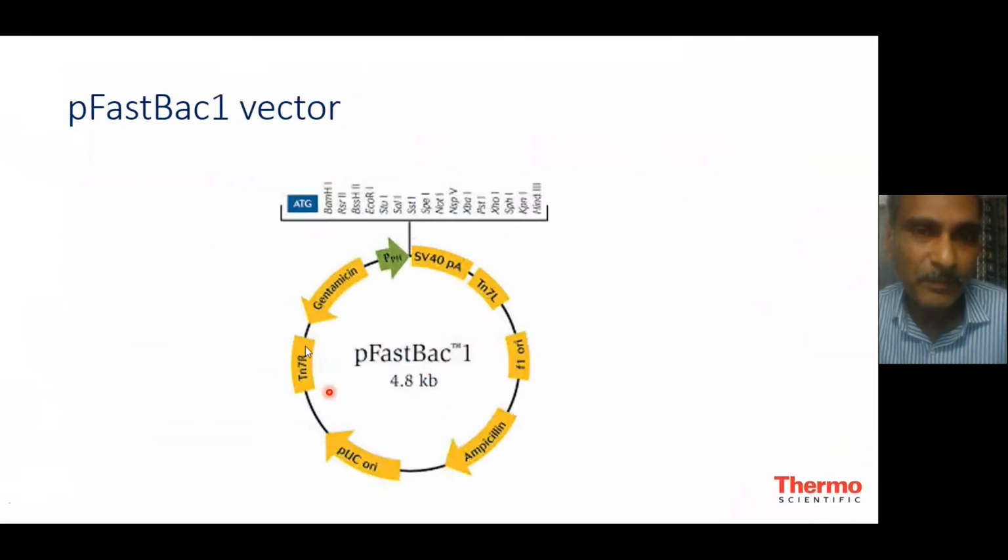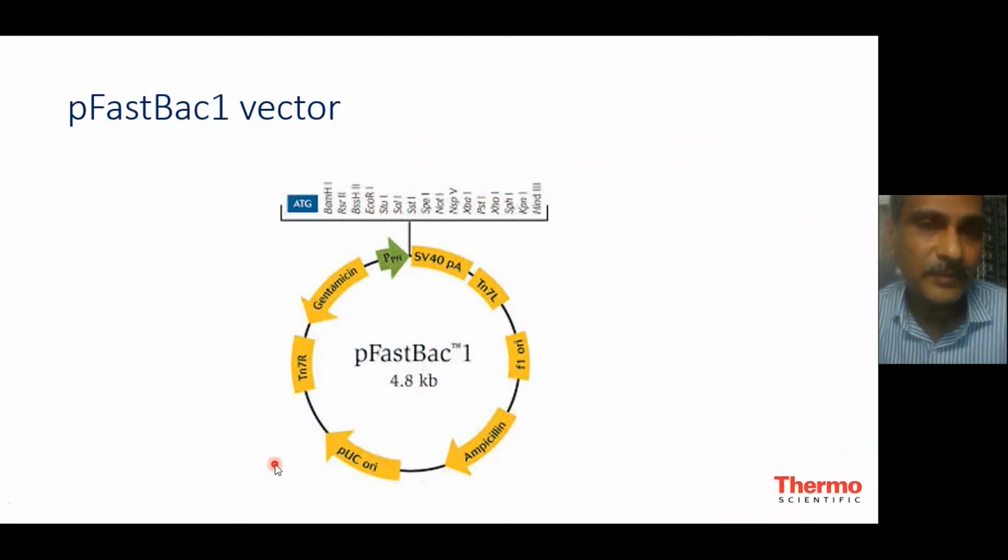This is the vector map of pFastBac. You can see here, this is a multiple cloning site. So you have to clone your gene of interest in this using the restriction enzyme sites available here. And this is a promoter region. The PH is a polyhedrin promoter, which is specific for expression in insect cells. Then we have an SV40 polyadenylation signal. Eukaryotic genes require a poly A tail at the 3' end, so that is introduced here. Then for selection of the recombinant plasmids in the E. coli system, we have the ampicillin resistance marker and the origin of replication.